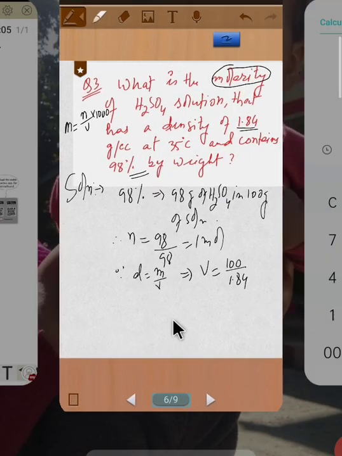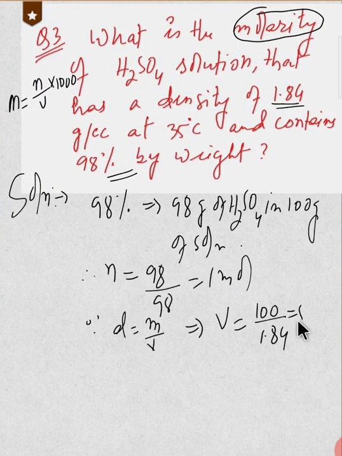This is 54.3 ml. This is in ml. Centimeter cube is ml, so we can apply the formula. Therefore, molarity is equal to, because we are going to calculate the molarity of the solution.